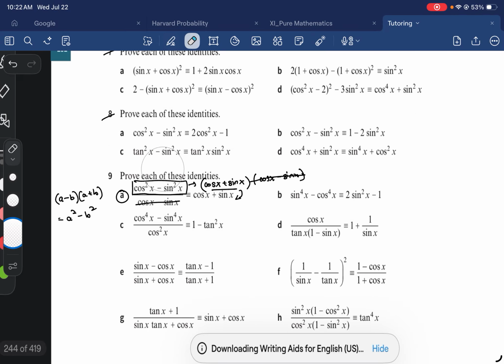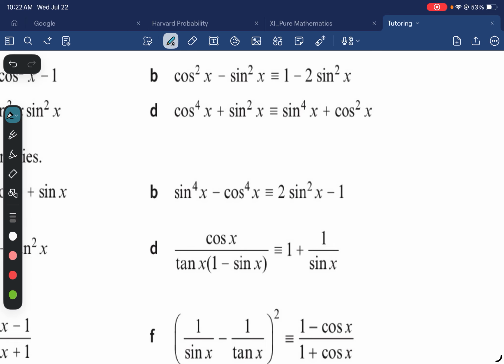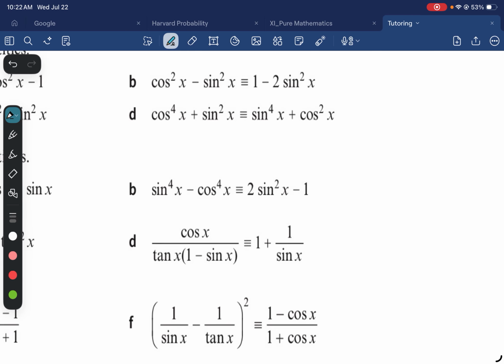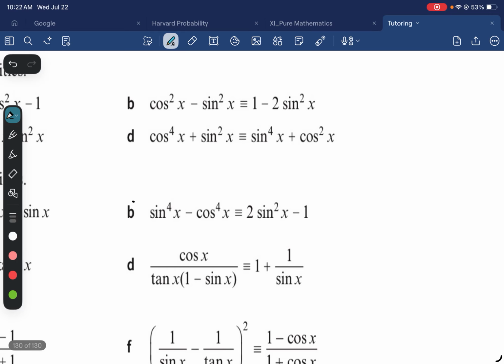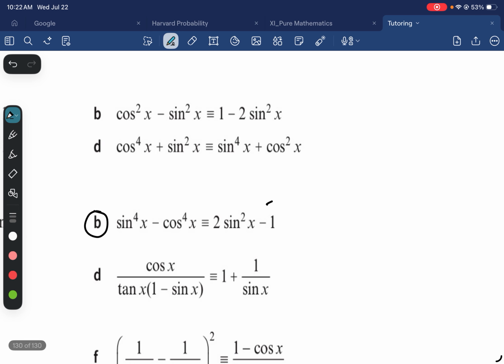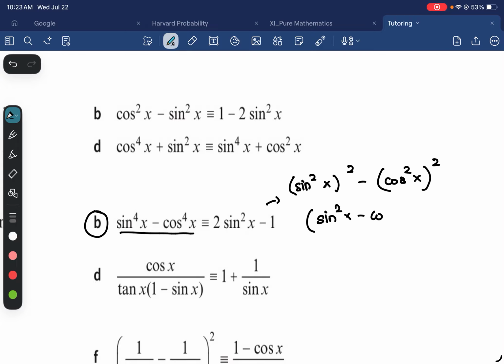All right, so that is how you do A. For B, this is also fairly simple. You can write the left-hand side as sine squared x squared minus cos squared x squared, right? And this is also the difference of squares. So I can write it as sine squared x minus cos squared x times sine squared x plus cos squared x. And this second part simplifies to 1.